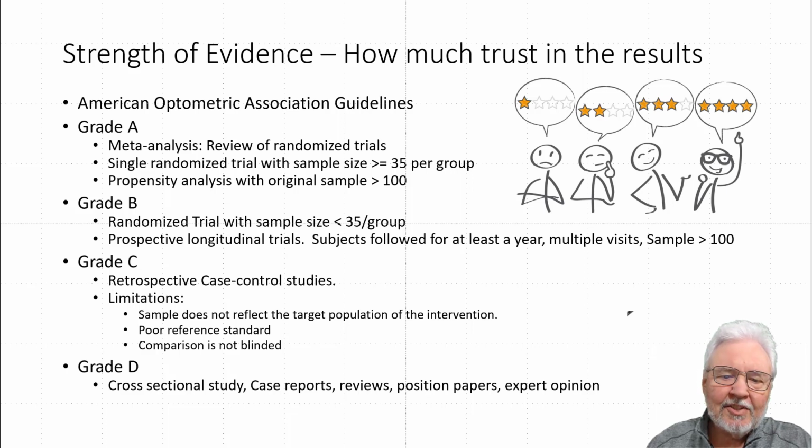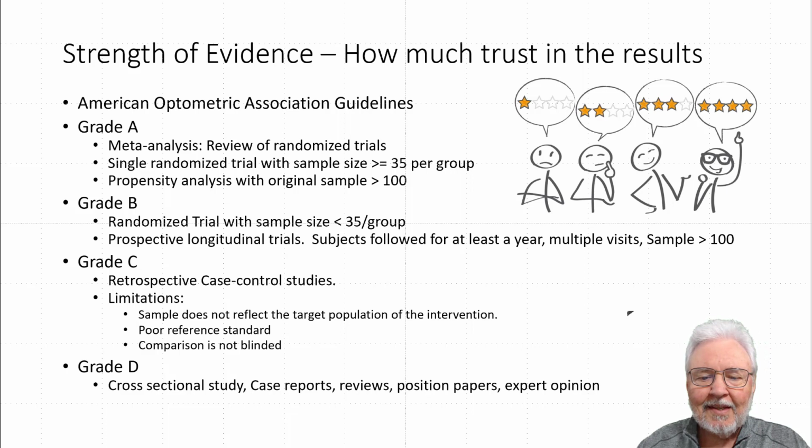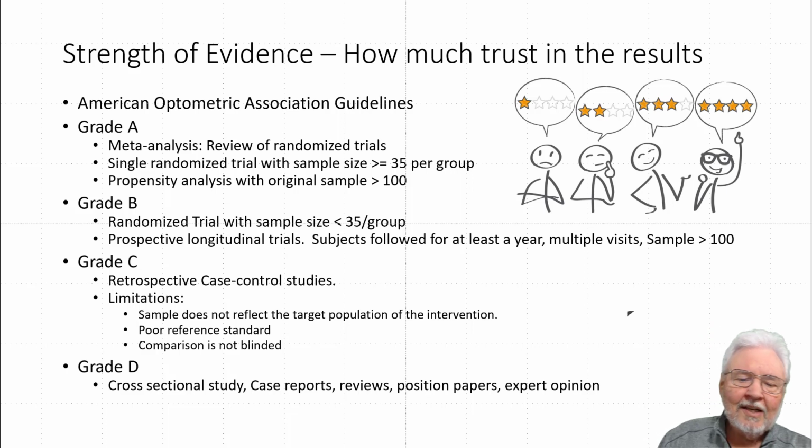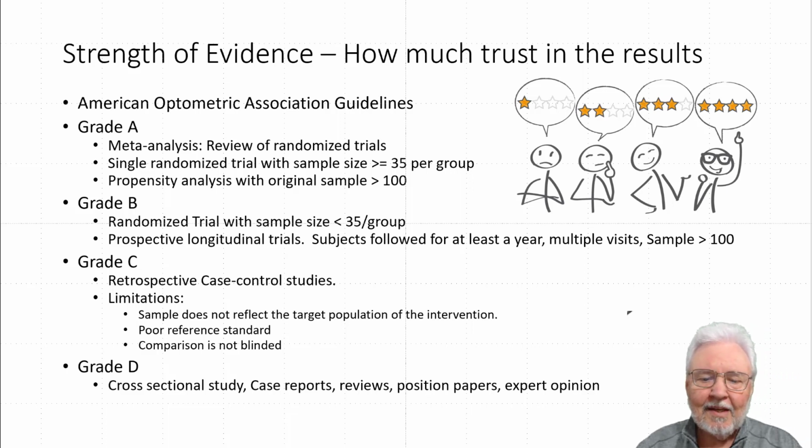Other limitations that bring studies down from A or B to a C, some things are the sample does not reflect the target population of the intervention. For example, if we try to simulate macular degeneration with optometry students, then that's probably okay thing to do, but our trust in how it actually impacts macular degeneration patients is somewhat limited.